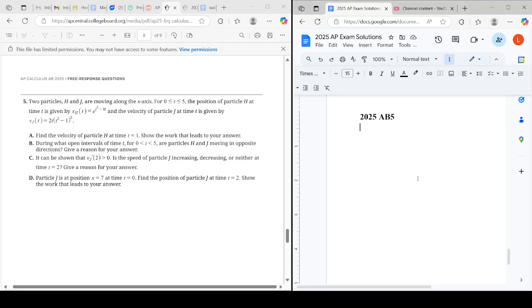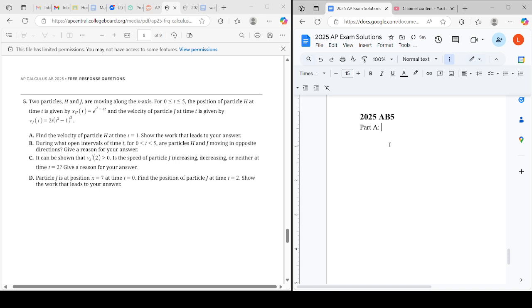Hi guys, so today we're going to start covering the AB exclusive non-calculator free response questions. We're going to start with AB5, and this was our particle motion question that comes up on the AB test every year. In this question, we're given the equation of the position of particle H and the velocity of particle J. So this is an important distinction.